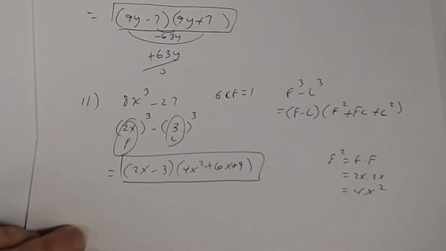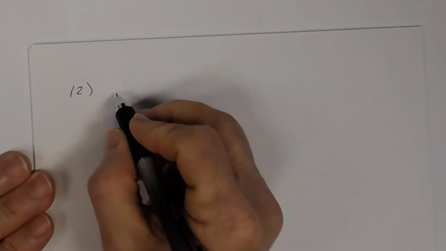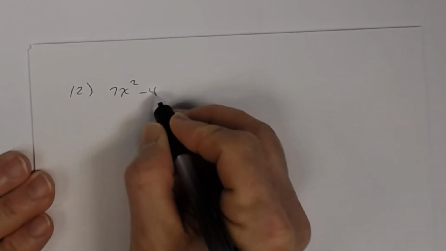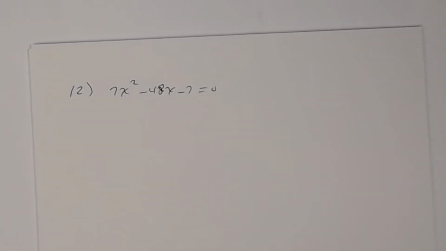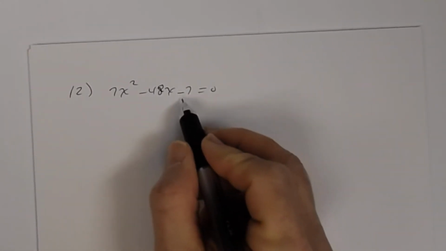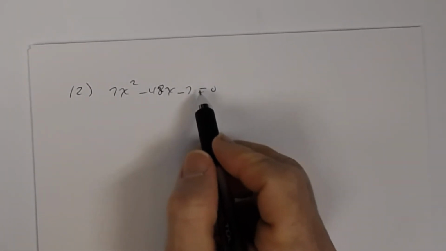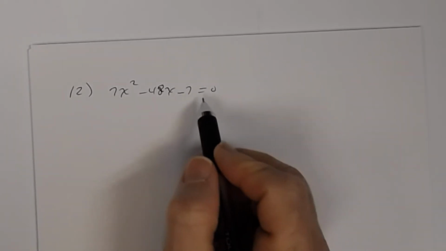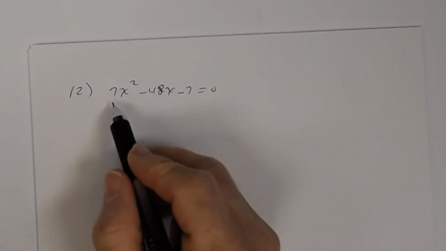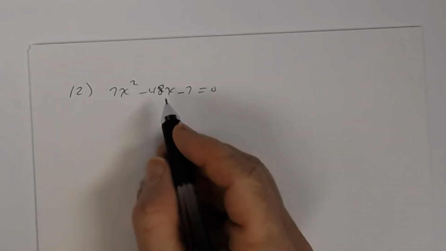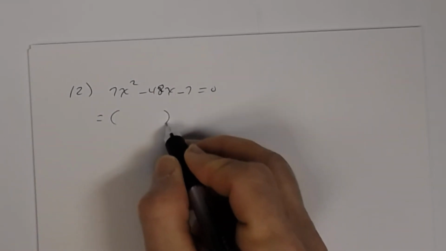Okay, so number 12 is where you had to start showing work. You have this equation, 7x squared minus 48x minus 7 equals 0, and you want to solve this equation by factoring. So first of all, you have to make sure all the terms are on one side and zero on the other, because you want to use the zero factor property. The GCF here is 1, so I'm going to go directly to the two binomials.